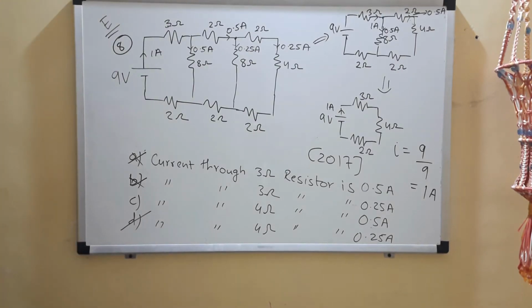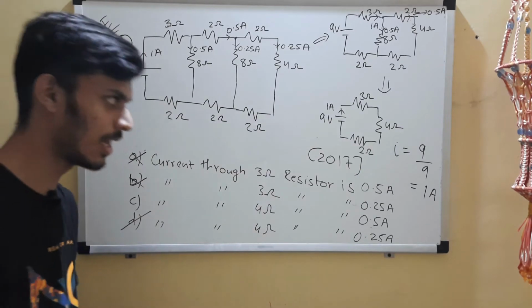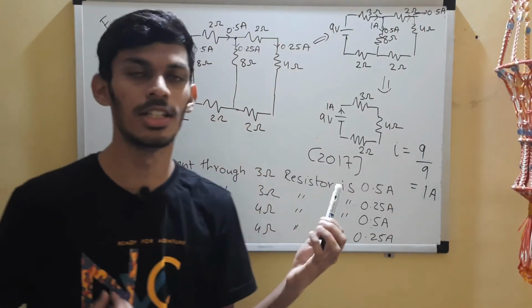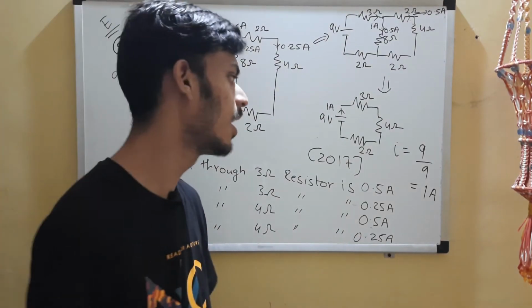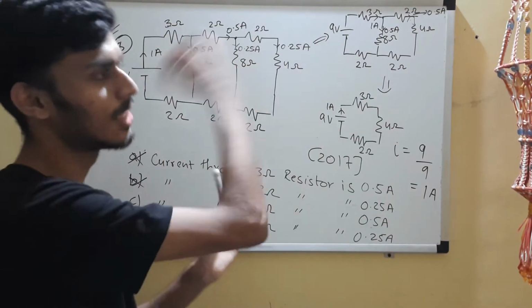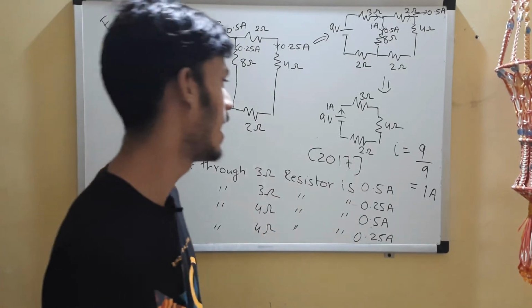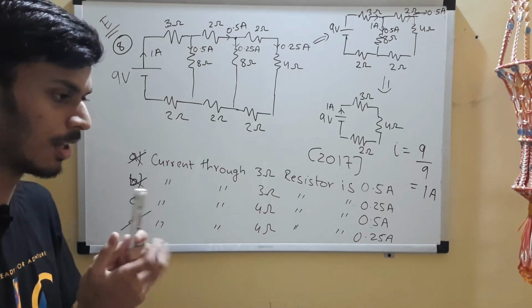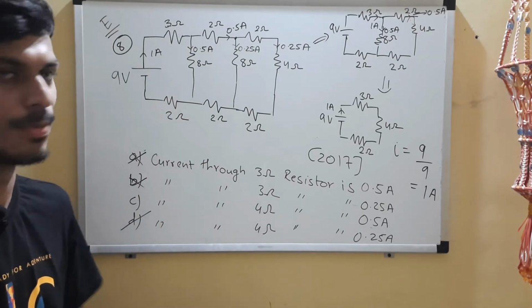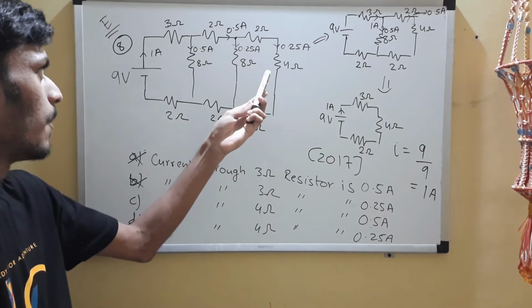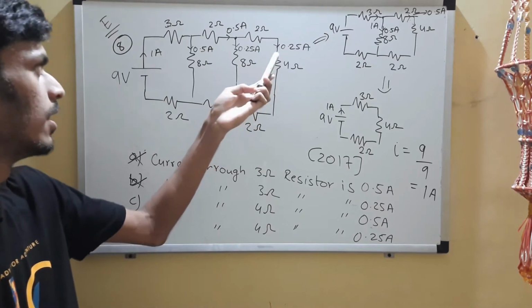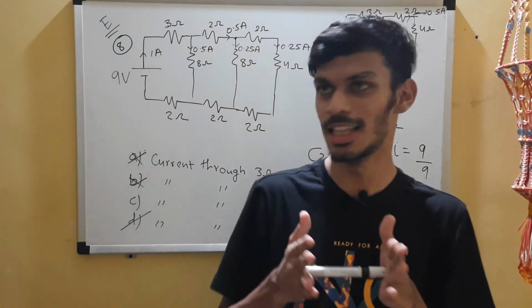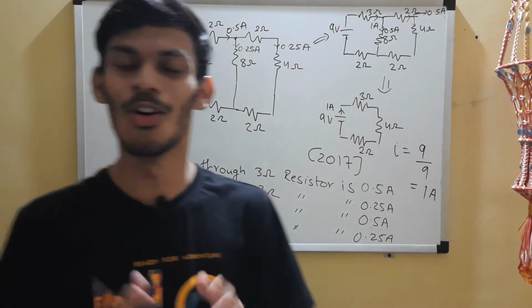I'll just summarize the steps. First of all, we found the equivalent resistance. Then we found the current in the circuit, the current drawn from the battery, which was 1 ampere. Then we reversed our steps, it was a rewind, just to come to this circuit, splitting the current into the branches and finding the current in each branch. So then we came to know that the current in the 4 ohm resistance is 0.25 amperes. So that is how we did this question. Over to the next question.